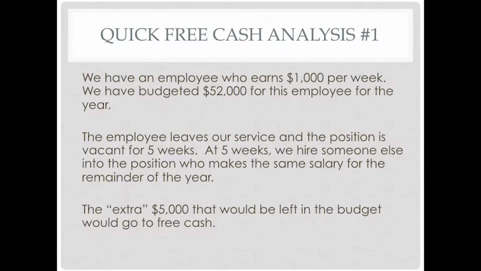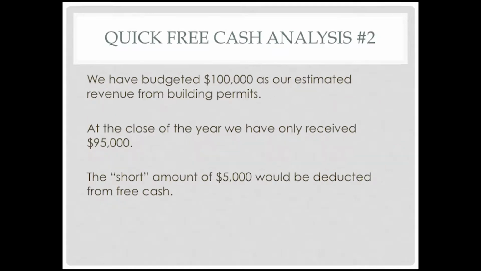Another example, revenues. We budget $100,000 for building permits, a little bit slower than we anticipate, we close, we only have $95,000. The amount that we're short would then come out of your free cash calculation.